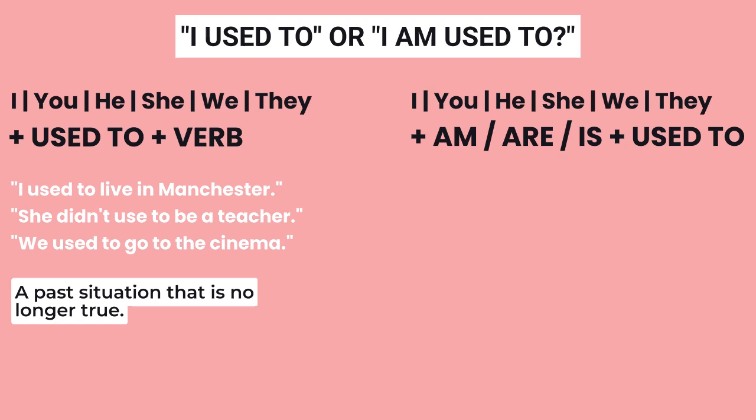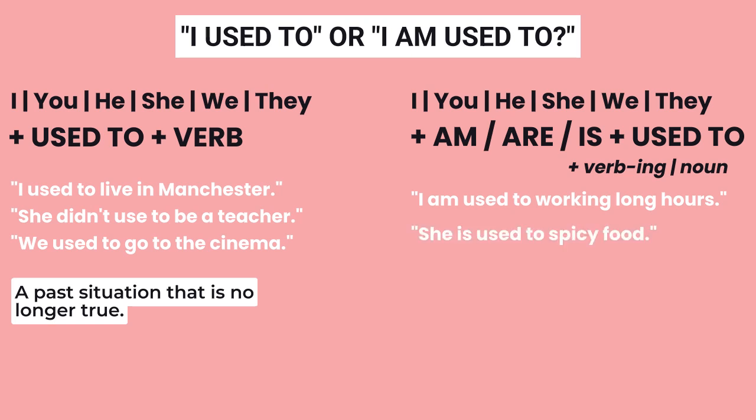So, how do we use this? If I want to tell you that I am used to something or I am used to doing something, I will express it exactly like this. The verb must be in the ing form. I am used to working long hours. Always the verb in the ing form. You can just use a noun. She is used to spicy food. We are not used to cold weather. So we can put this in a negative way as well, of course.